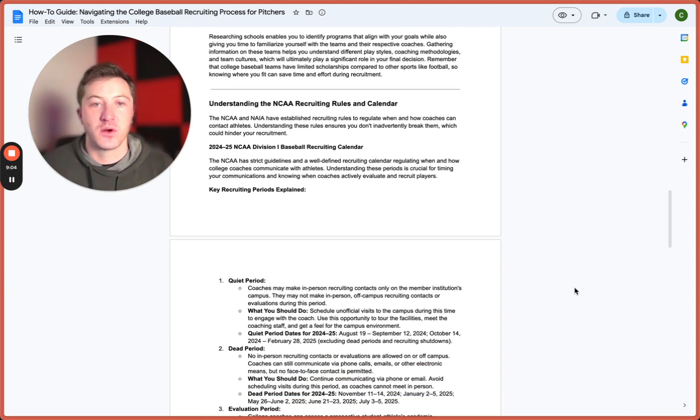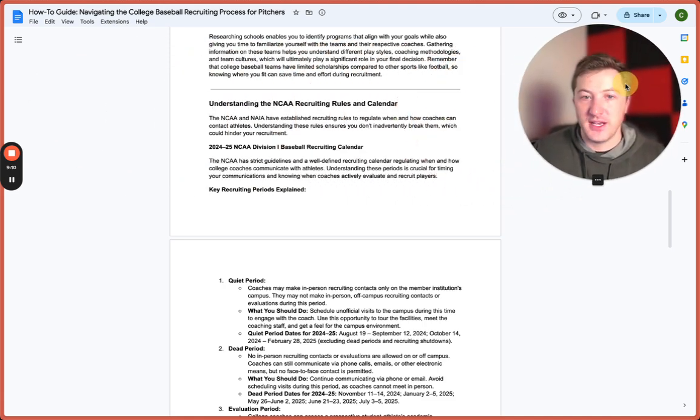So next we want to work to understand the NCAA rules and the calendar. The NCAA and NAIA have established recruiting rules and calendars to help regulate when and how coaches can contact athletes. Understanding these rules ensures that you don't inadvertently break them, which could hinder your recruitment.